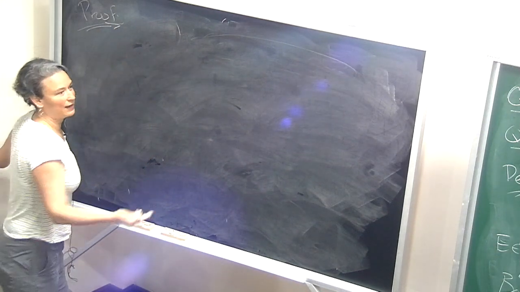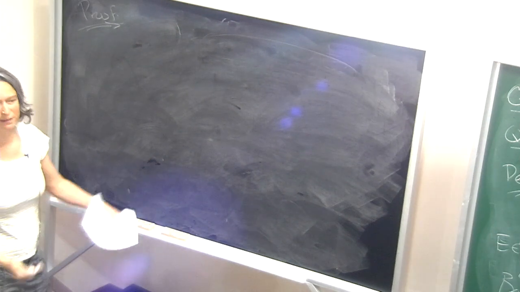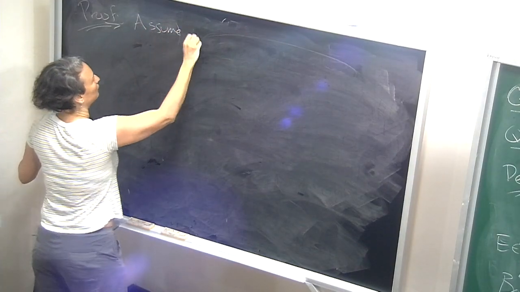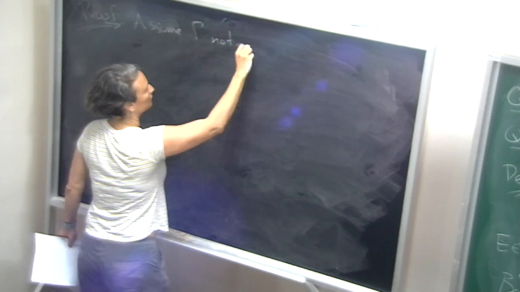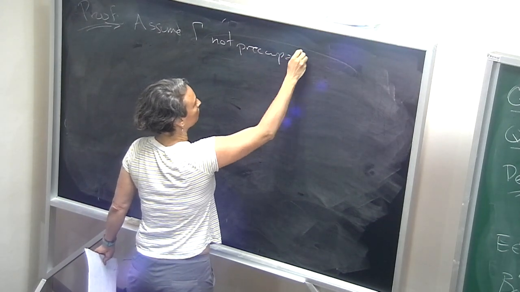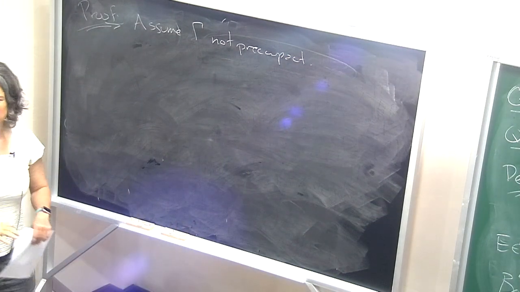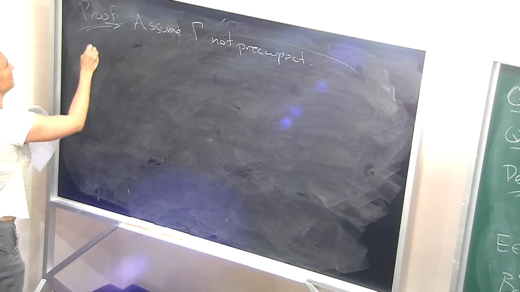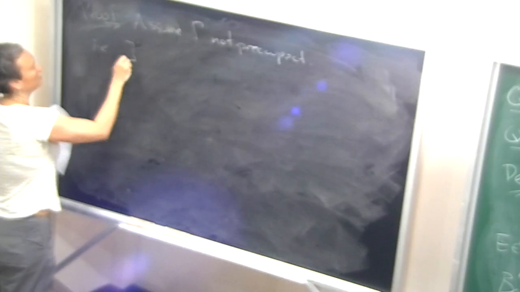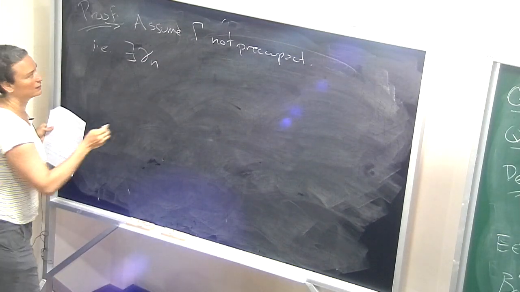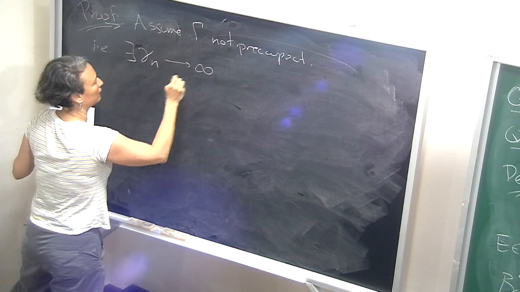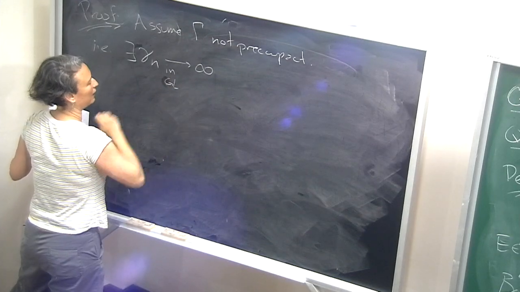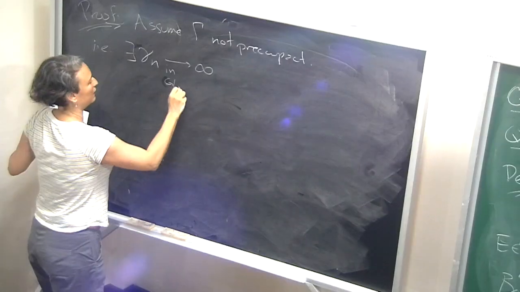So what did I say? Either gamma is precompact or something happens. So assume gamma is not precompact. Okay, what does it mean to not be precompact in the ambient group? It means there exists a sequence of elements going to infinity in GL_N(R).